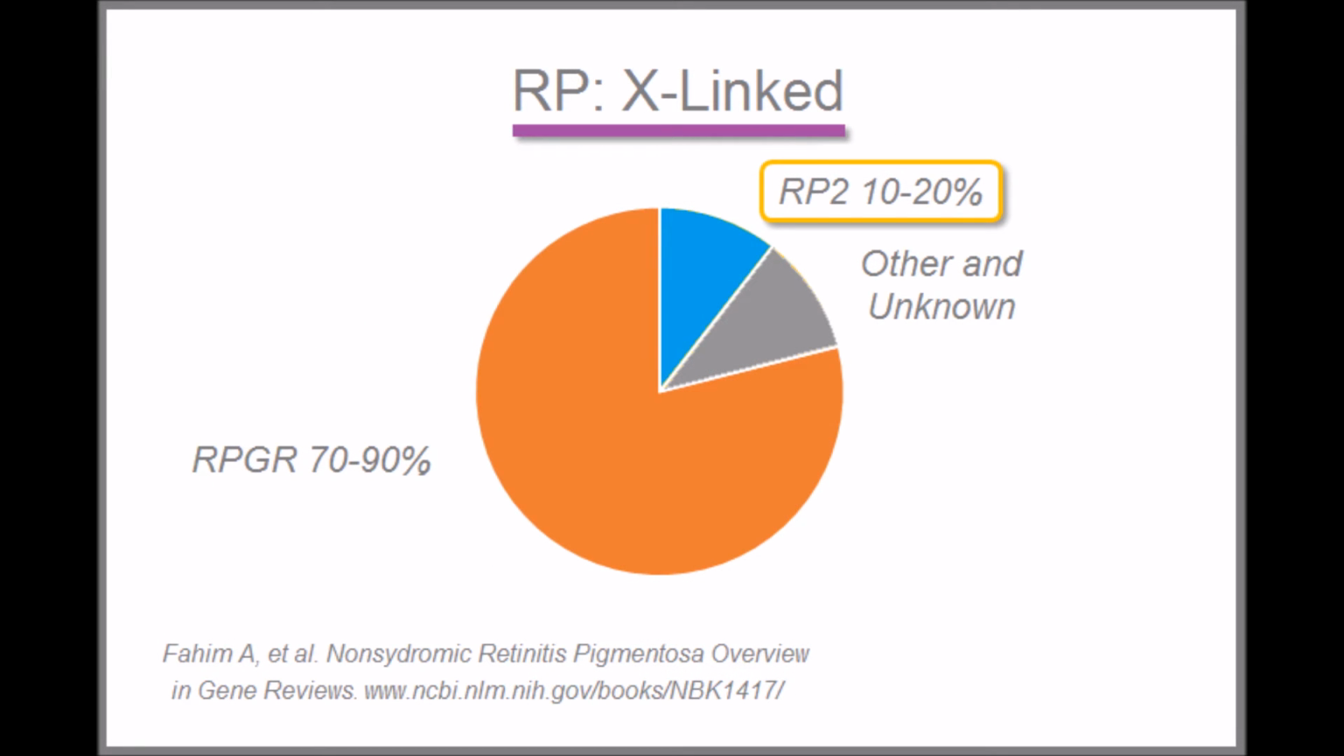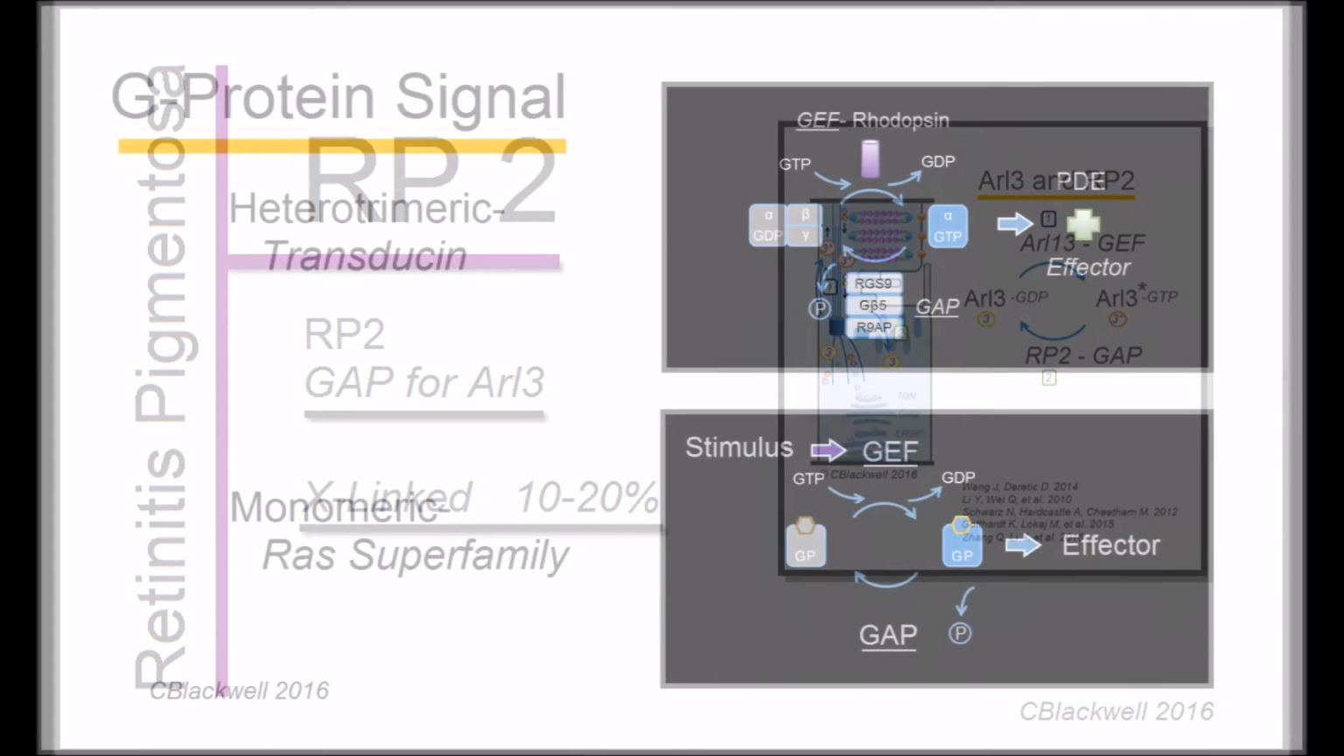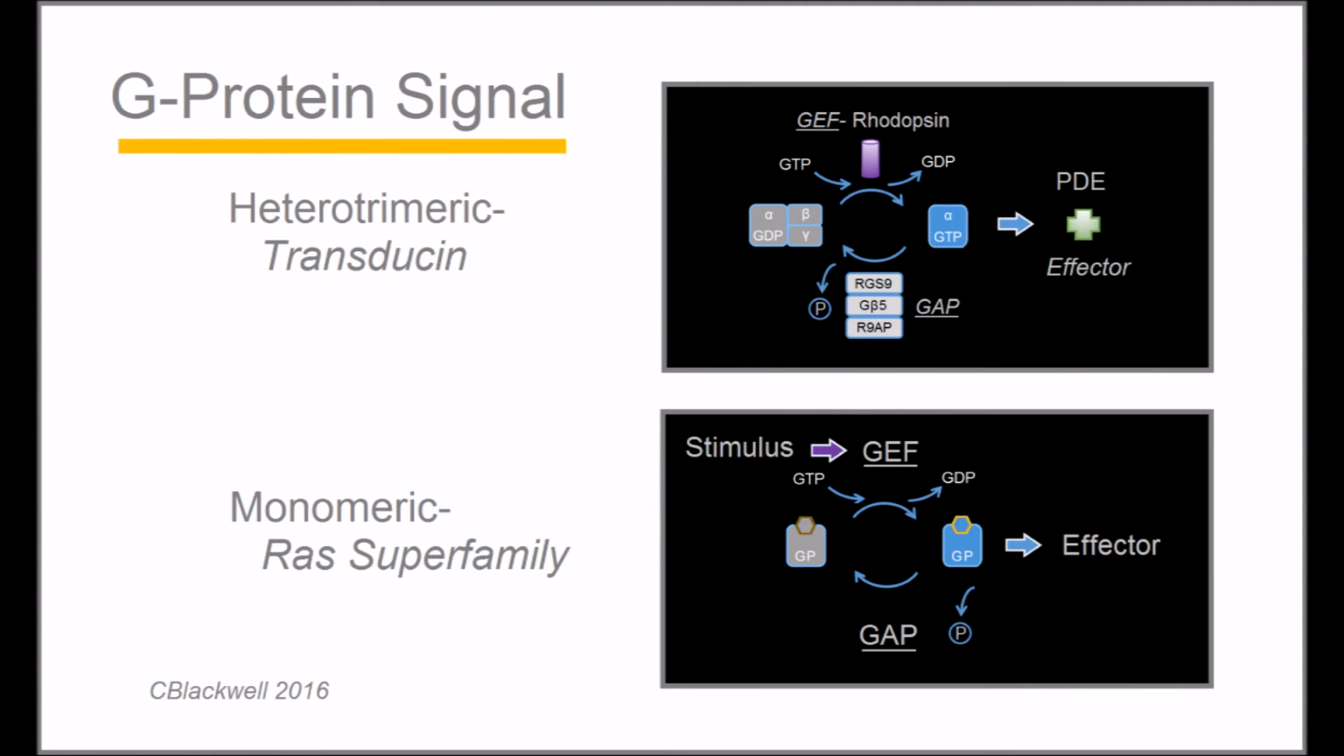RP2, the next entry in our RP series, is no less interesting. This connects to the world of G protein signaling, of which we have seen one example in phototransduction, and we are about to see a large and important addition to this world.